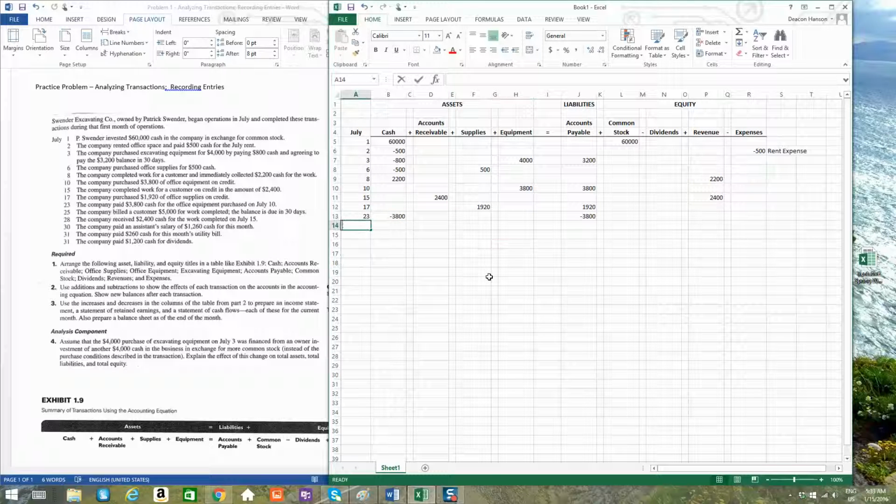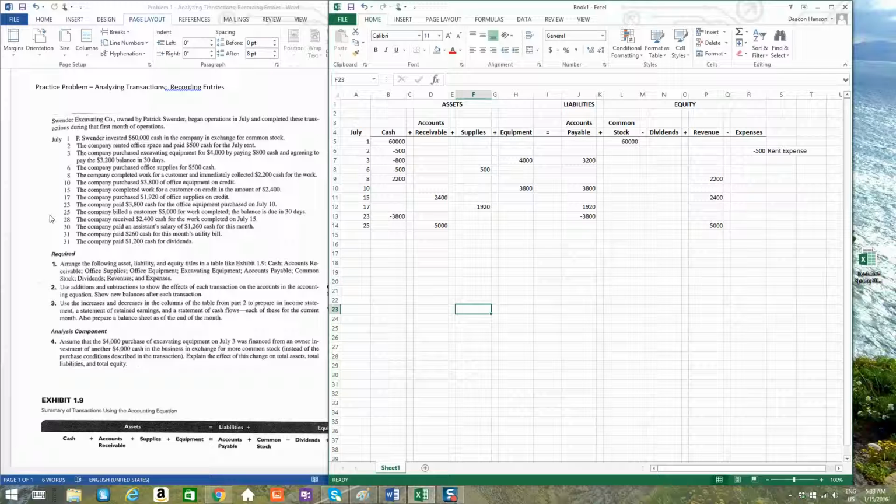Now on the 25th, the company billed a customer 5,000 for work completed. The balance is due in 30 days. Okay. So again, if the company completes work, it has earned the revenue. So it's going to record that increase to revenue, but it has not been paid yet. So it needs to show that it is owed 5,000. So there's an increase to the accounts receivable. That's the amount that the company is owed by its customers.